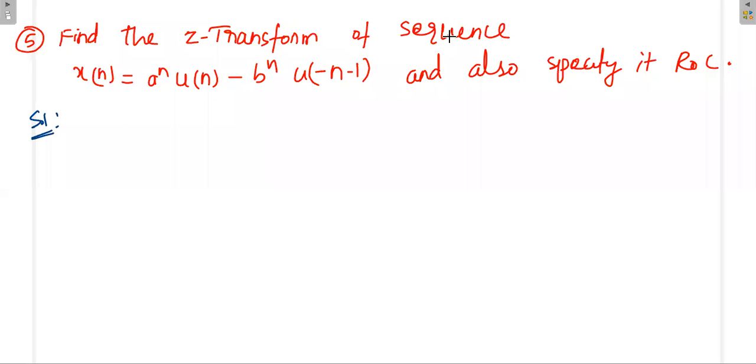Find the Z transform of the sequence x of n is equal to a power n u of n minus b power n u of minus n minus 1, and also specify its ROC.